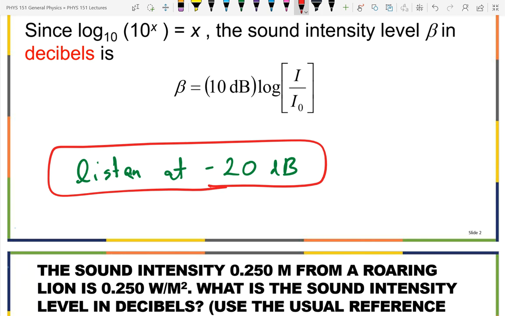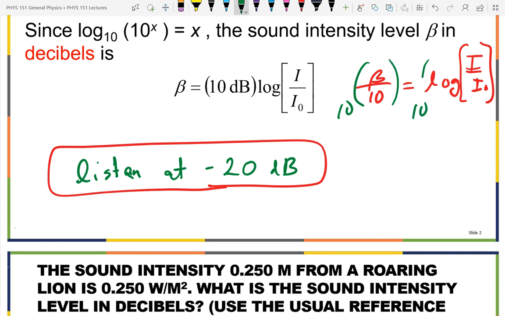So if I want to solve this for the ratio of intensities, I would just take beta over 10 is equal to the log of intensity over intensity recorded at. And then, as we did yesterday, 10 raised to the beta over 10 is 10 raised to that thing, or 10 to the minus 2 is equal to intensity over intensity 0. So if I'm listening at minus 20 decibels, that means I have the intensity 1/100th of the level it was recorded at, which seems crazy until you remember that we have such a large dynamic range that we can hear.